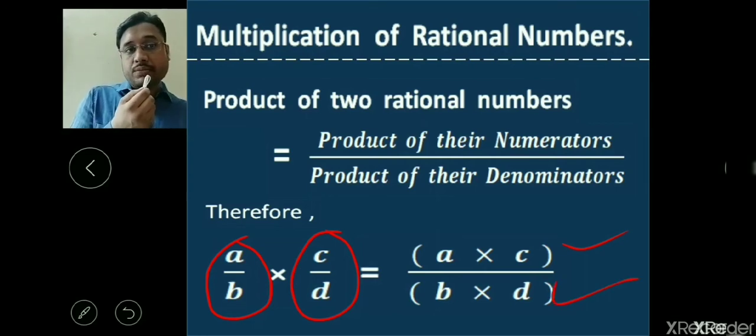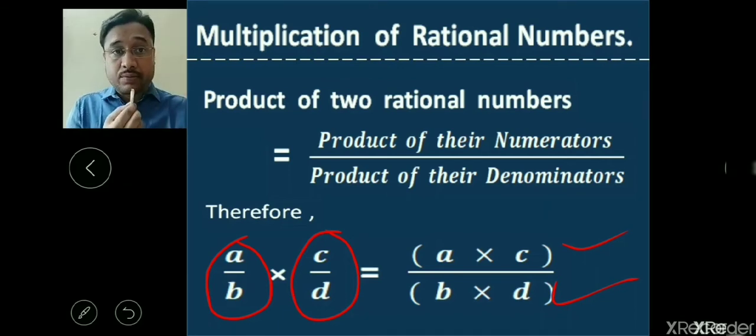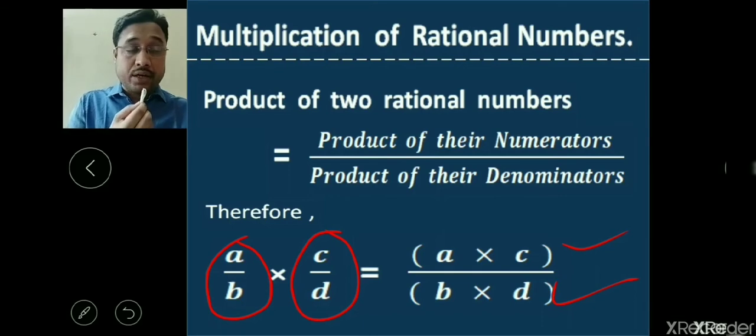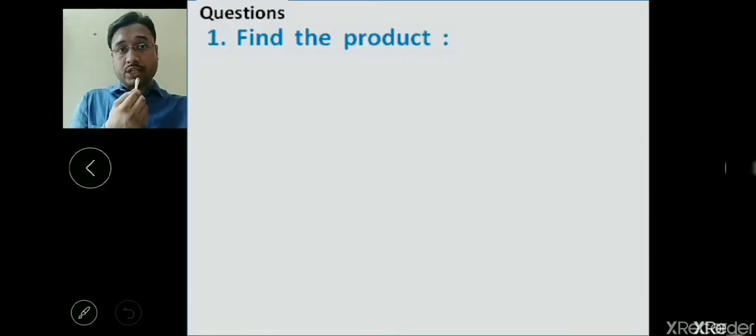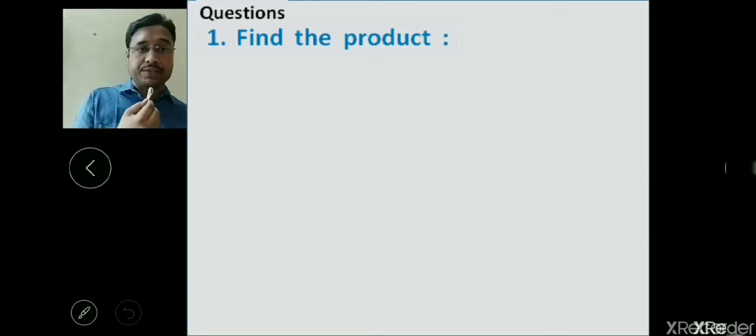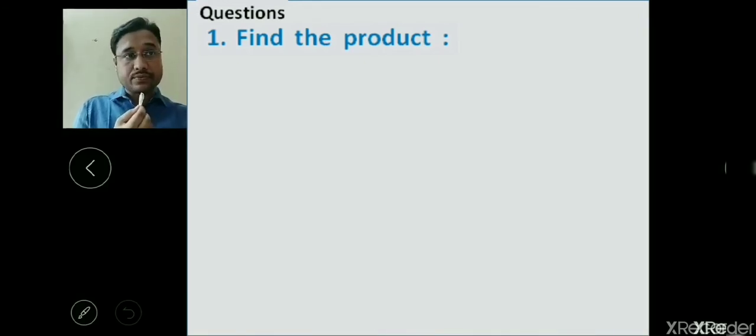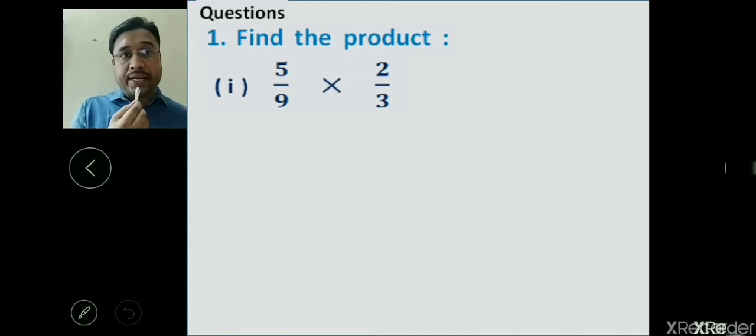So numerators multiply and are written at the numerator place in the product, and denominators multiply and are written at the denominator place in the product. This way you can find the product of two rational numbers. Now we have this question: find the product, meaning multiply the rational numbers, 5 by 9 multiplied with 2 by 3.